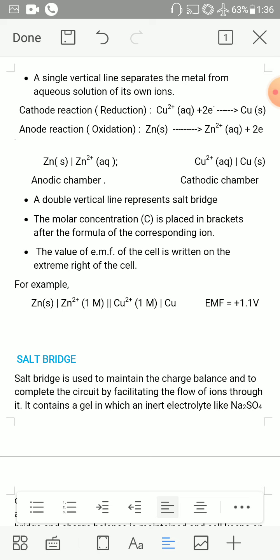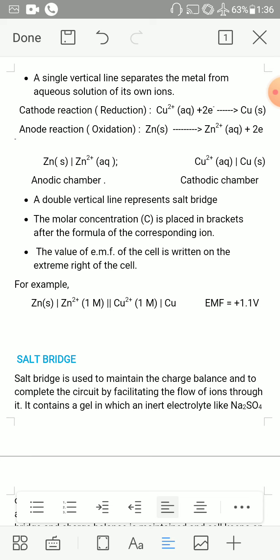In this Daniell cell, the cathode reaction: I have told that copper is the cathode and zinc acts as the anode. So at the cathode, a reduction reaction takes place, that is, copper 2 plus from copper sulfate solution takes 2 electrons to form copper metal. So this is the reduction reaction occurring at the cathode.